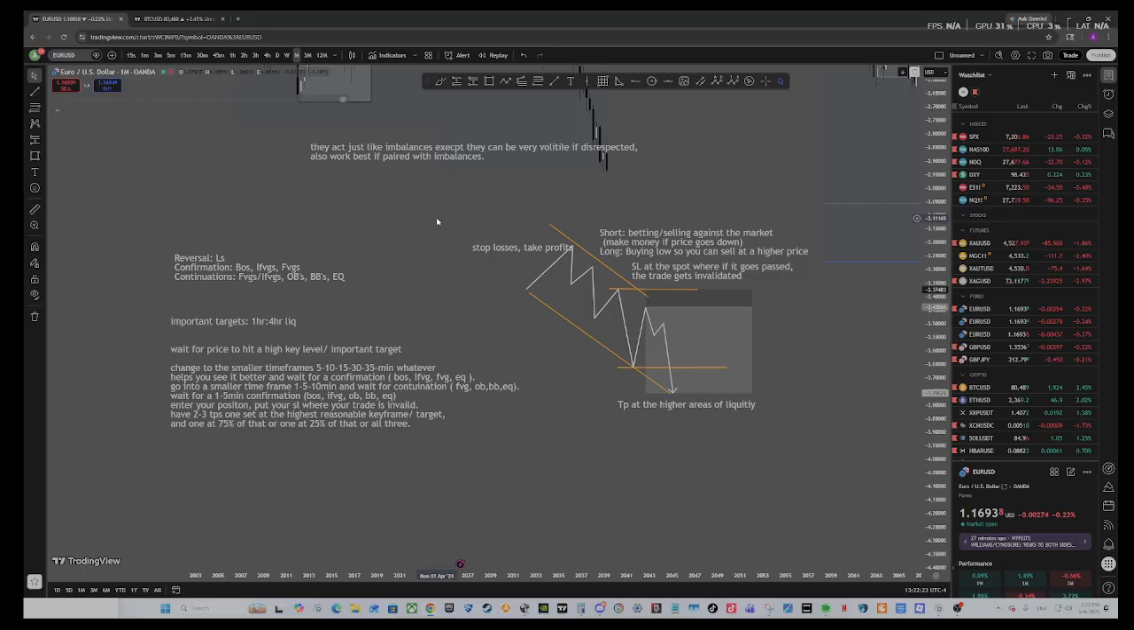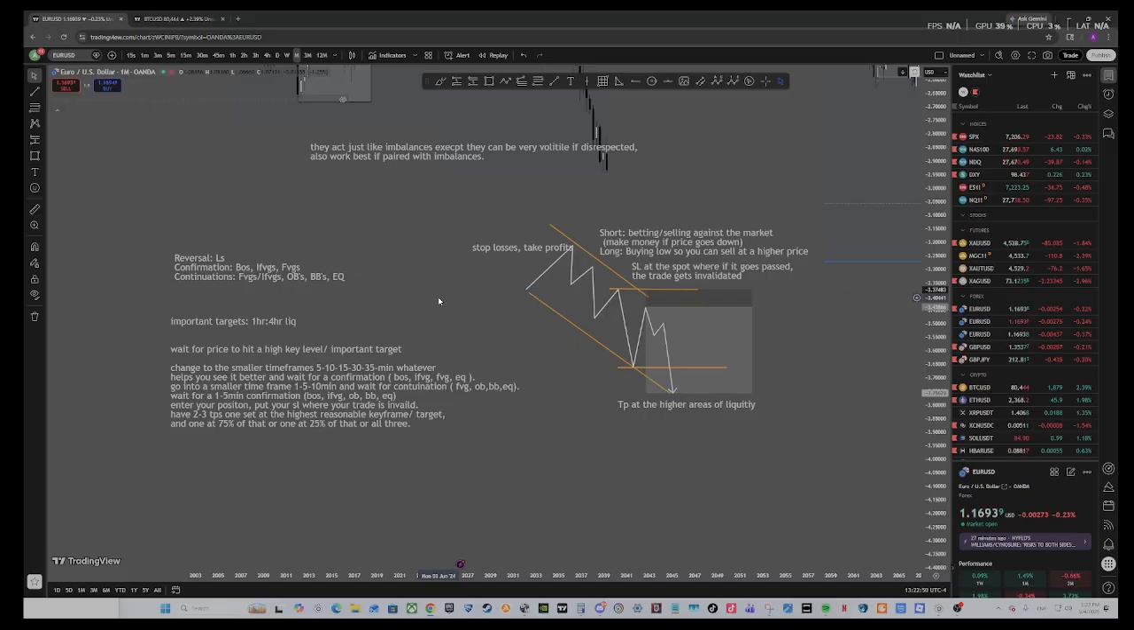Breaker structure, inverse fair value gap, equilibrium. You wait for the confirmation, right? And then you go into the smaller time frame, whether it's the 1, 5, 10 minute. You wait for continuation, right? You wait after all the other ones. You wait for either fair value gap being respected, order block being respected, breaker block being respected, equilibrium being respected.